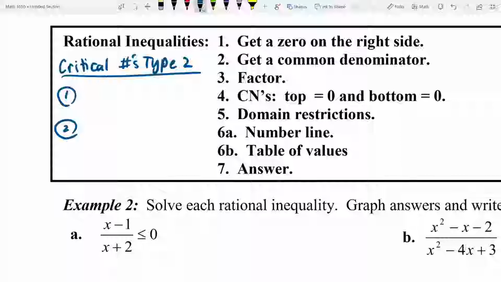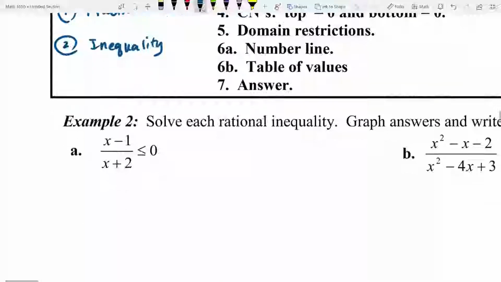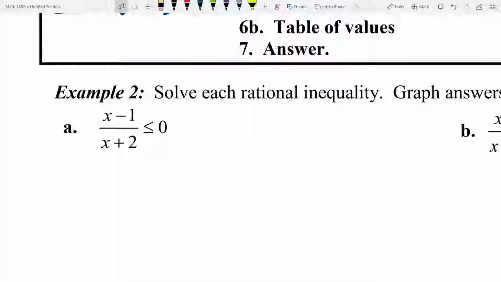Two things. You have to have a fraction with an x on the bottom. The other thing you have to have is an inequality. Look at question 2a. I have a fraction that has an x on the bottom, and I have an inequality. I have to be able to recognize this is critical numbers type 2.